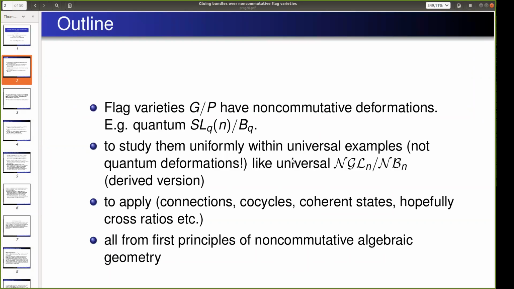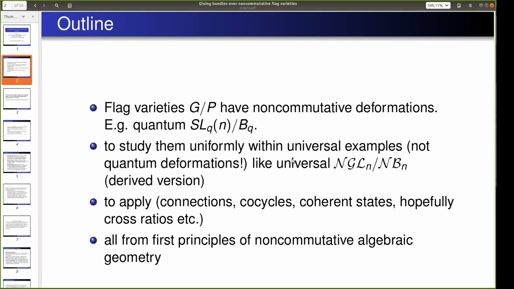So thank you for this opportunity to speak. So here by flag varieties, I will mainly go toward an example which is not like a quantum flag varieties, but some sort of a universal example, which is still not clear how to work with because it has some sort of up to homotopy properties. However, the coordinate kind of calculations are still well defined without any kind of derived things.